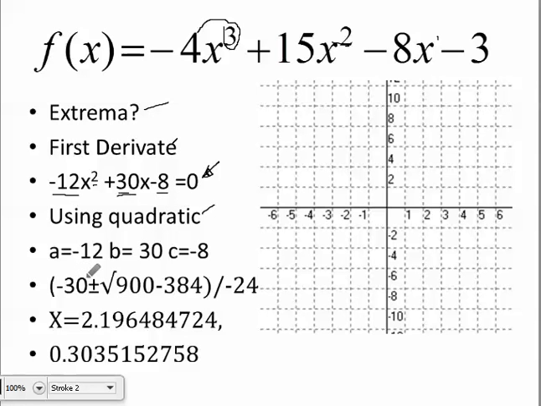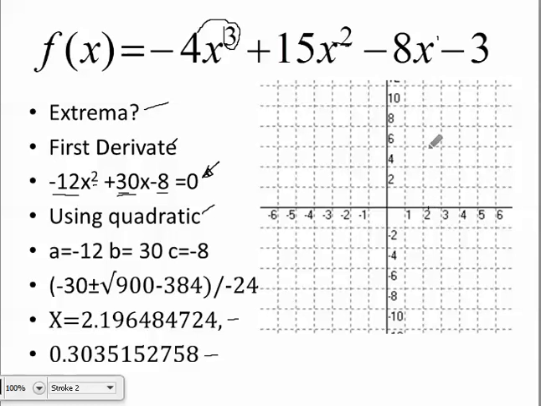Well, negative B, that's negative 30, plus or minus the square root of 30 squared, which is 900, minus 4 times A. 4 times negative 12 times negative 8 gives me 384, divided by 2A, negative 24. Turns out to be these two ugly looking numbers right here, but that's 2.12. That's going to be right in here somewhere. That means my maximum is going to be there.